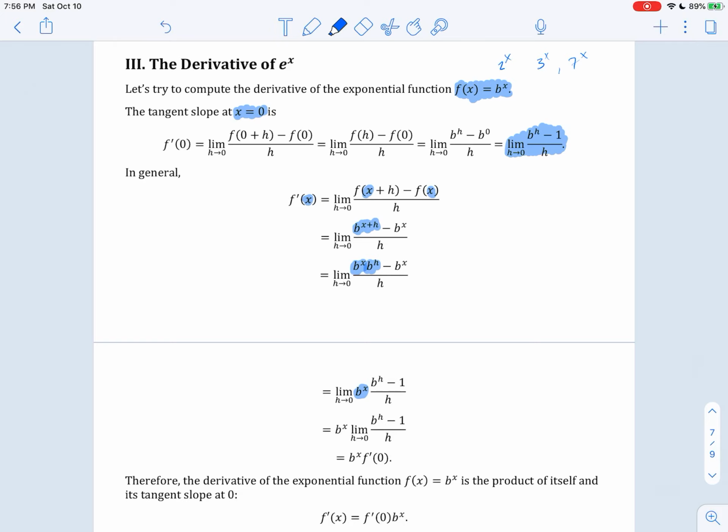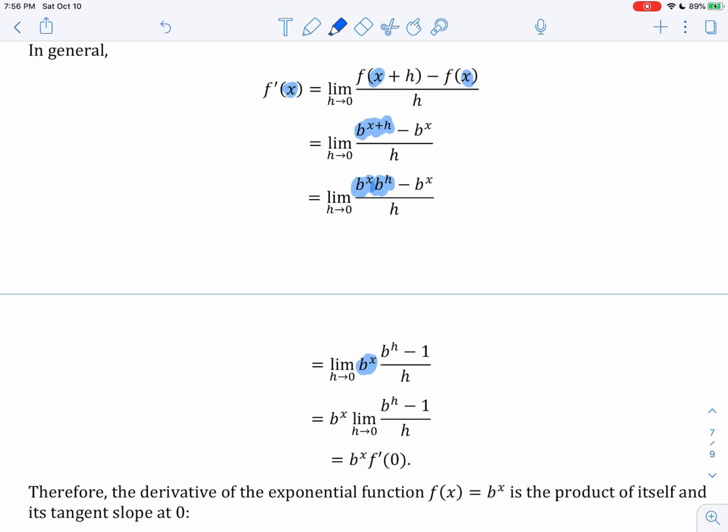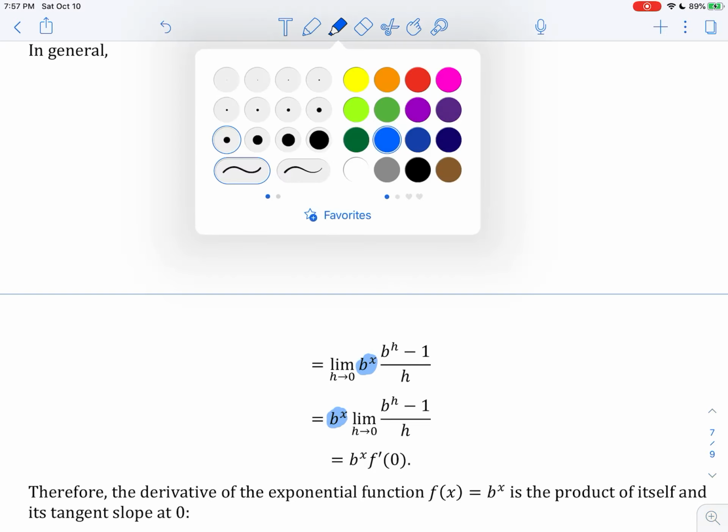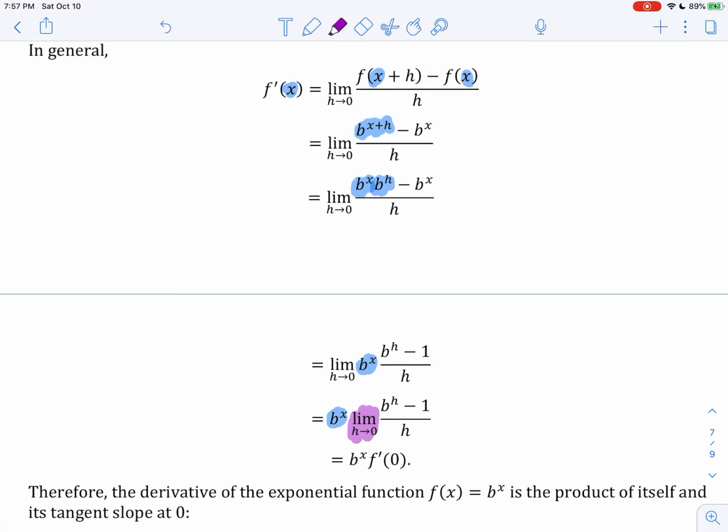We know that the limit of a product is the product of the limits. The limit operator acts on the variable h, which is the thing going to 0. So the constant b to the x can just come out. The limit as h goes to 0 of b to the x is just b to the x. And we just went over this other expression: the limit as h goes to 0 of b to the h minus 1 over h is the derivative at 0.